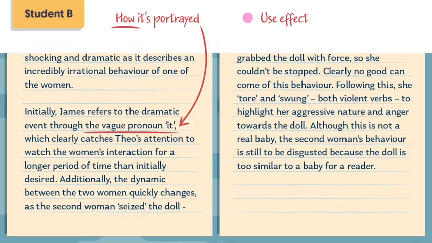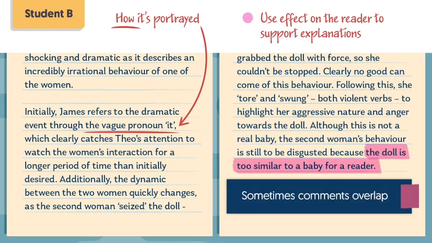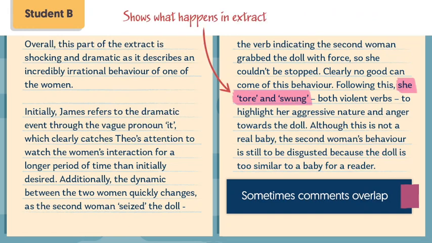They use the effect on the reader to support and justify their explanations. For example, the doll is too similar to a baby for a reader. Sometimes you'll find the comments on content and language overlap, like student B's, she tore and swung. This quotation shows exactly what happens in the extract. It's self-explanatory, so there's no need to comment on it further.